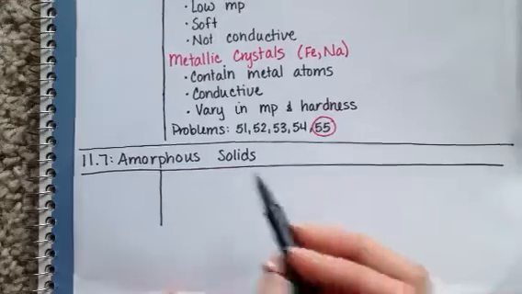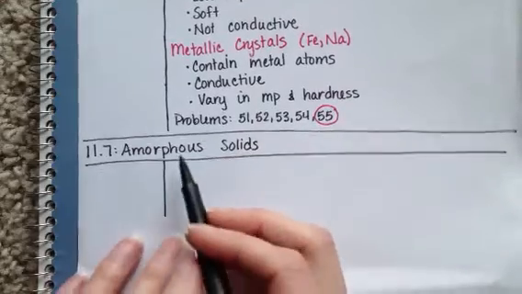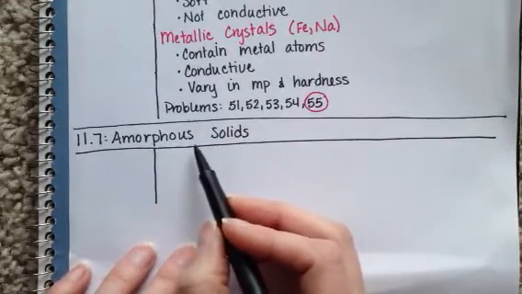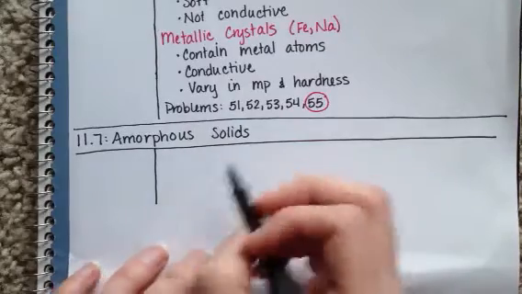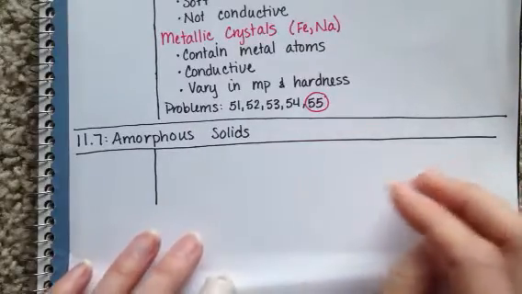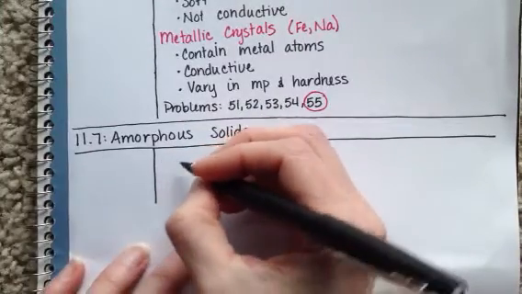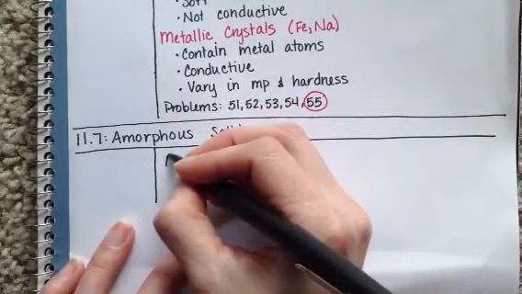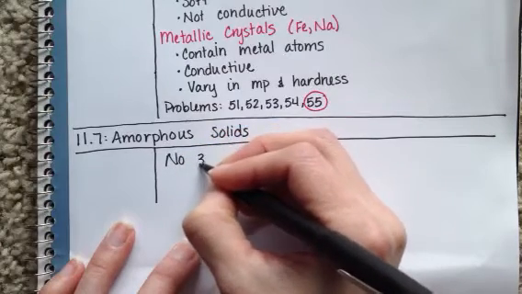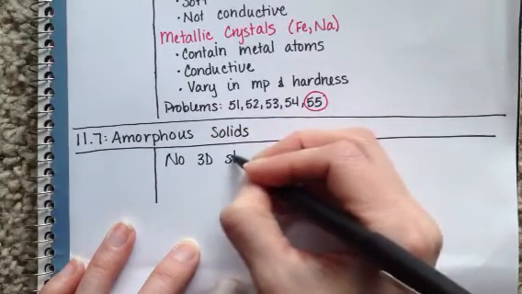amorphous substances, and at that point we defined amorphous substances as being ones that did not have long-range order. We talked about the long-range repeating pattern that we see in crystals, and that is not present in an amorphous substance. Amorphous solids have no three-dimensional structure and no pattern.